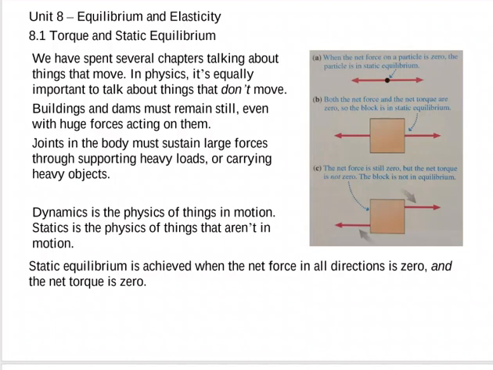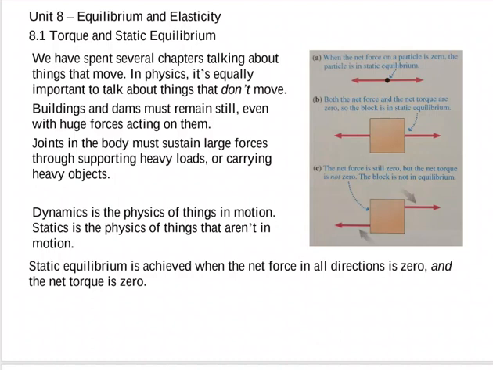So static, as we've learned, means not moving. Dynamic means moving. So in this section, we're talking about not moving. Equilibrium means things are in balance. So we're not moving and we're in balance, and we're talking about torque. So we're applying a torque, but we're not moving and things are in balance.